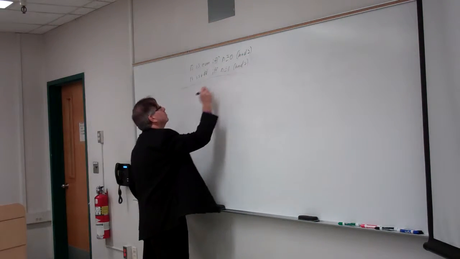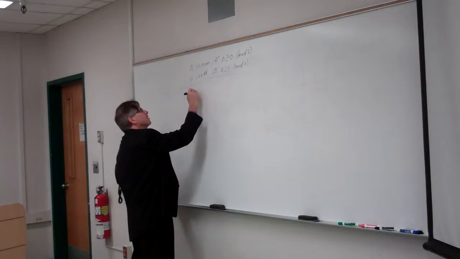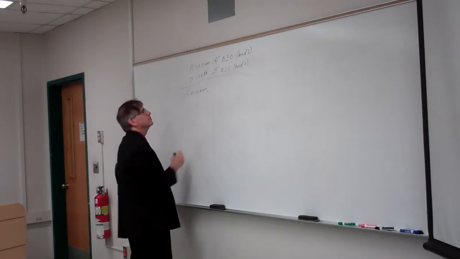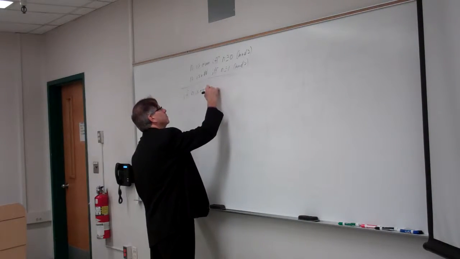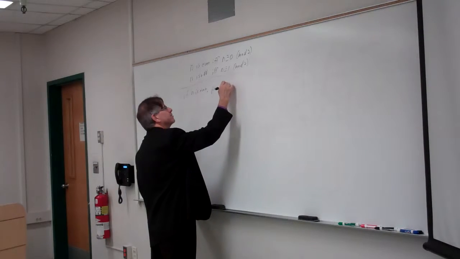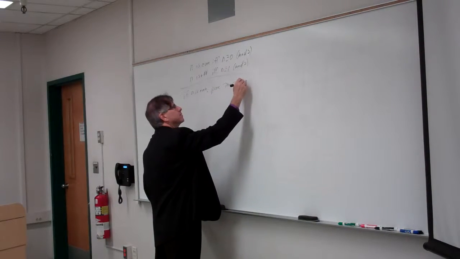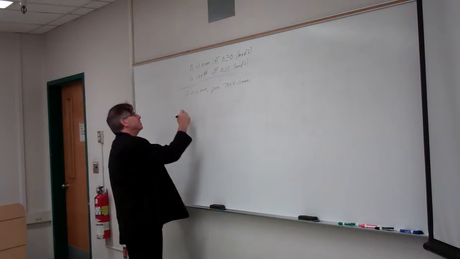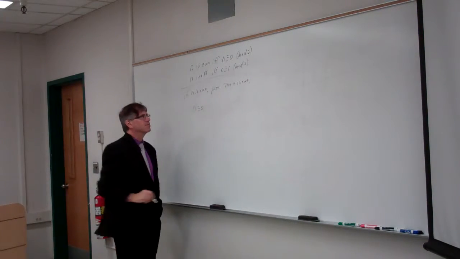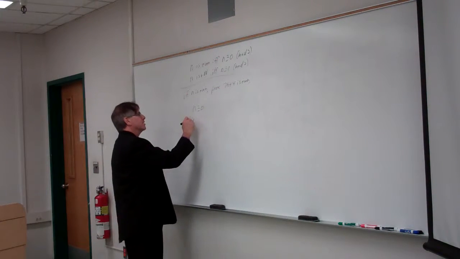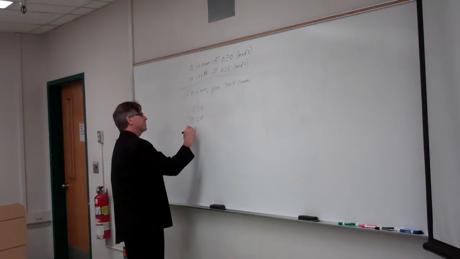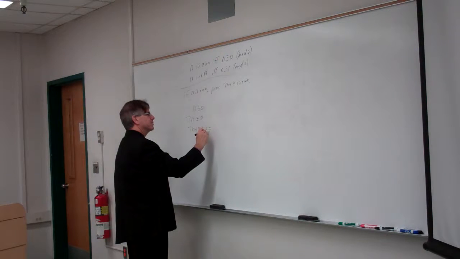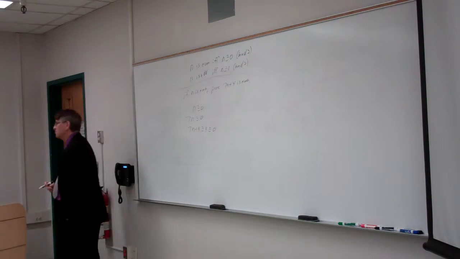So, if n is even, prove 7n plus 4 is even. Well, if n is even, n is congruent to 0, 7n is congruent to 0, 7n plus 4 is congruent to 4, which is congruent to 0. We're done.